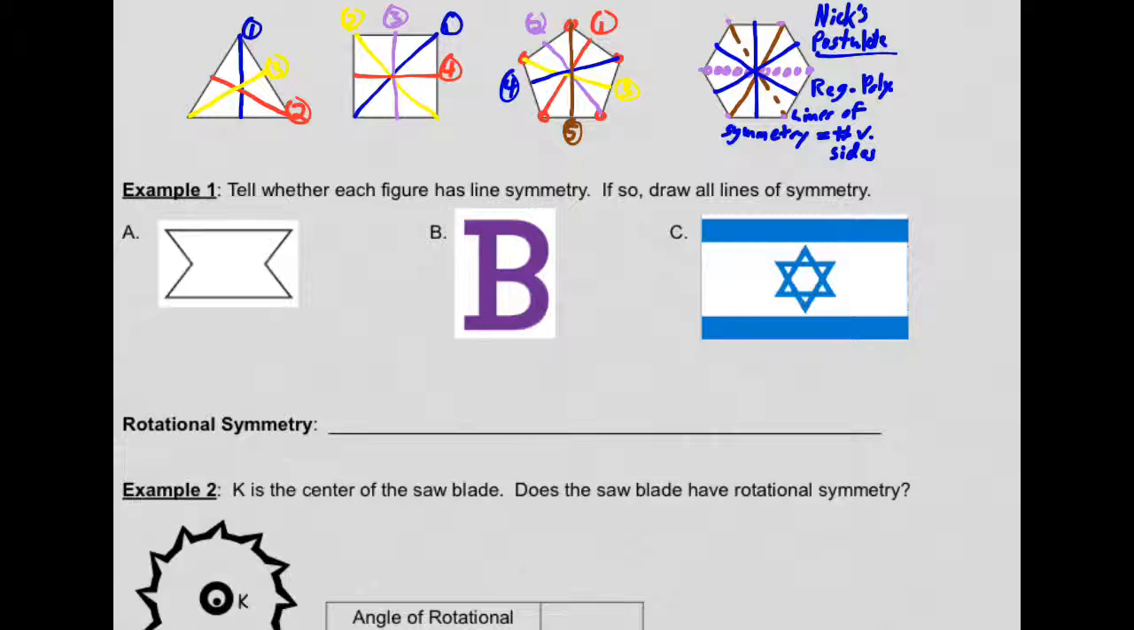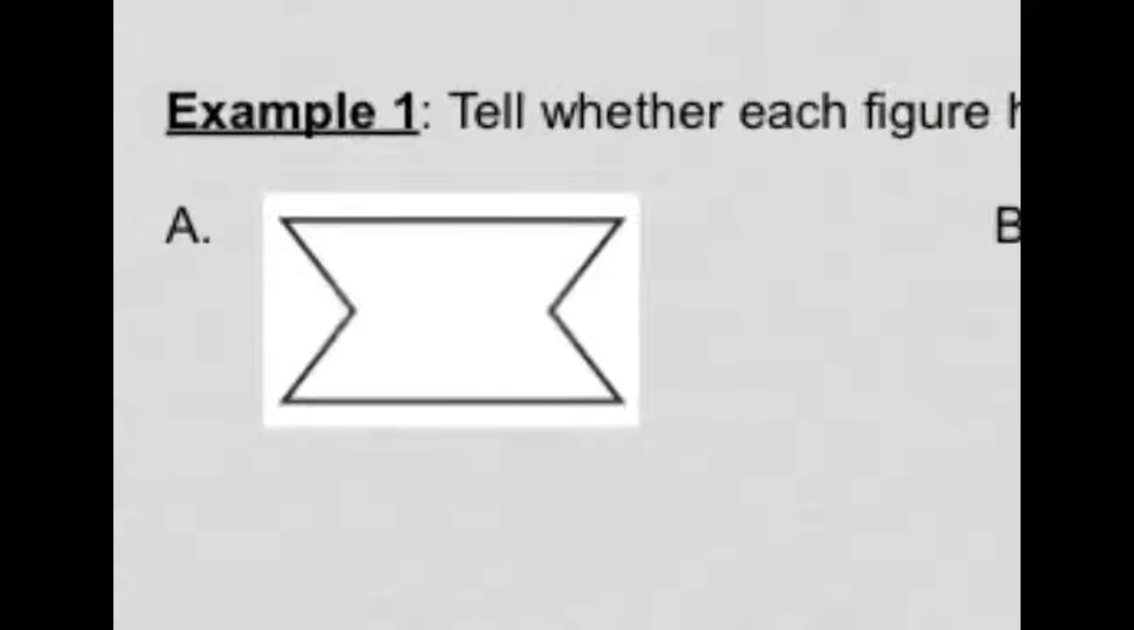Abby, for A, how many lines of symmetry have you found so far? Okay. Excellent. And that is perfect. 2 lines of symmetry. 1, and I'm guessing that the other line of symmetry, Abby, was right down the middle here? 2. Okay.